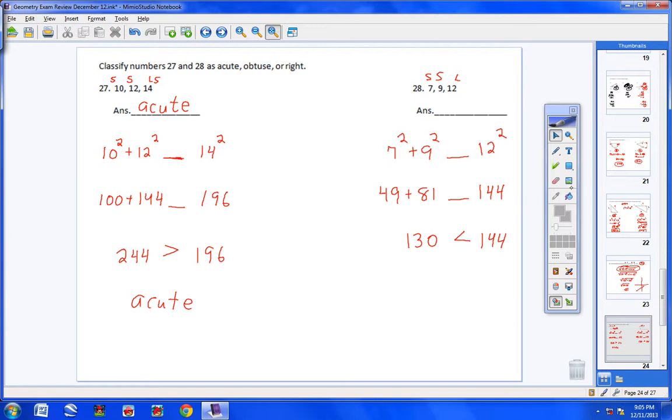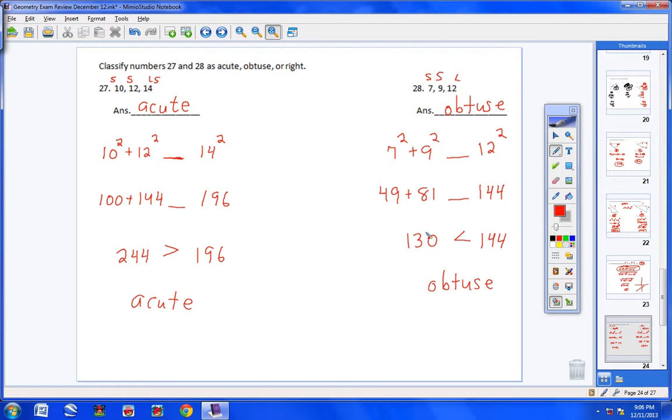Okay, so now what happens? Well, anytime that you set your problem up like this, with your 2 shorter sides over here being squared and added together, and your longer side to the right being squared, anytime you find that the left side is less than the right side, then you know that you have an obtuse triangle. Okay? So Mr. Earhart, I see when we get an acute triangle. I see how we know when we have an obtuse triangle. What about a right triangle?